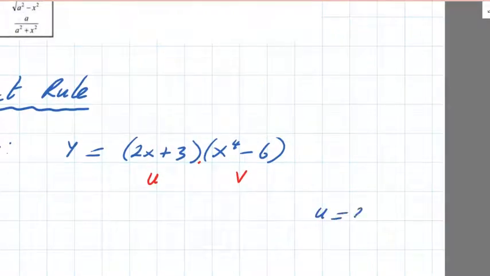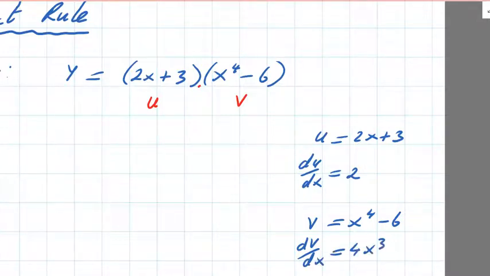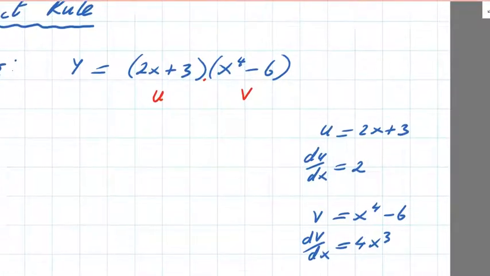So u is equal to 2x plus 3. Now, instead of getting dy/dx as we normally get, we're getting du/dx. This is called u, so it's the du/dx we're getting. Now differentiate 2x and you get 2. Differentiate the 3, of course, you get 0. And do the same for v. So v is x to the power of 4 minus 6. Differentiate the v part now, which means get dv/dx. The 4 comes on in front, so that's 4x cubed. And again, the minus 6 goes to 0. And that's it. So we have divided the question in two pieces.